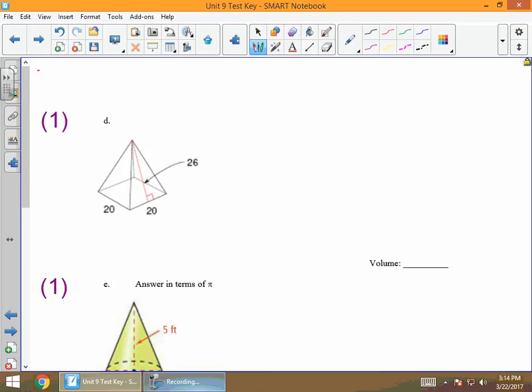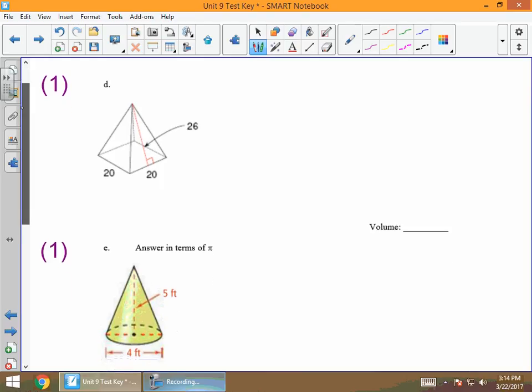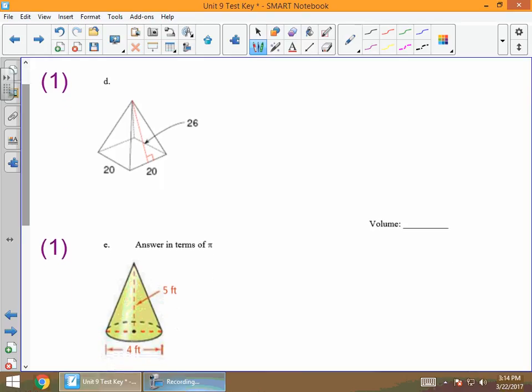Continuing on to page 2, still finding the volume of the different images. So the volume here is still, now we have a pyramid. I like to remember anything that comes to a point is just 1/3 area of the base times height. So I'm going to do 1/3 of it, or I'll do the area of the base times the height, and then I'll divide by 3 if you like to think of it that way.